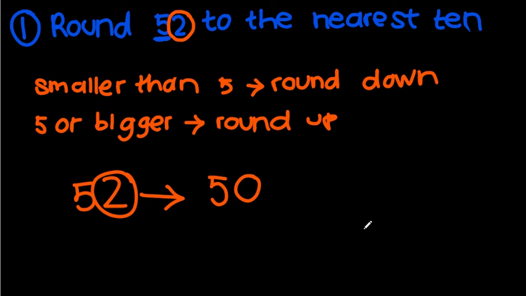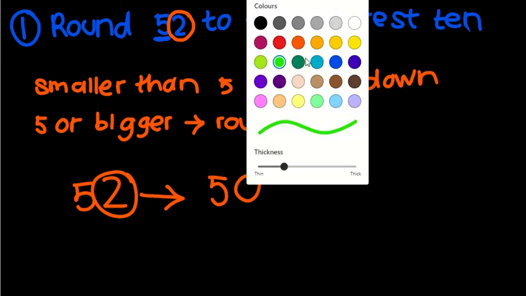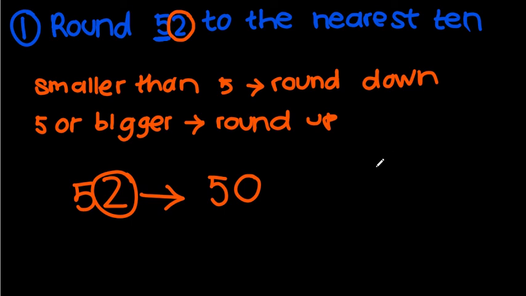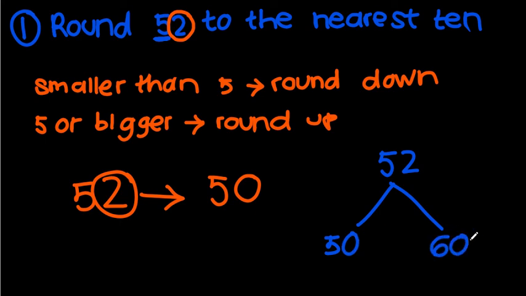A good way to think of this as well, if you're a little bit uncertain what you should be rounding to, is to look at 52 rounded to the nearest ten. It's either going to be 50 or 60, and you just have to see which number it is closer to. Is 52 closer to 50 or closer to 60? We can see it's closer to 50. So that method works too.